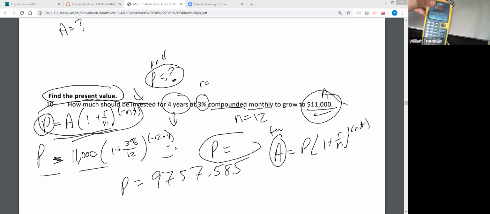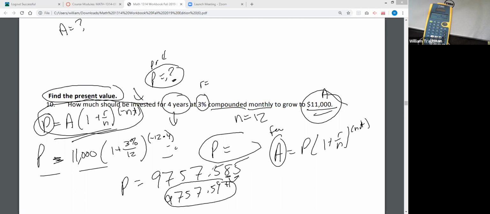9757.585. So we always round to 2 decimal places. We always write down 3 decimal places to see if we add 1 or we don't add 1. 5 or more, you add 1. So the answer is 9757.59. So if I put $9,757.59 in the bank now, 4 years from now, I will have 11,000. Do you see? It says, how much do I put in the bank now? So 4 years from now, I can have 11,000. At 3%, I put $9,757 in the bank. That will do it.